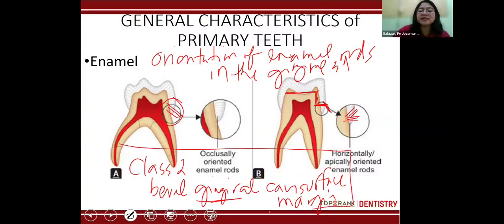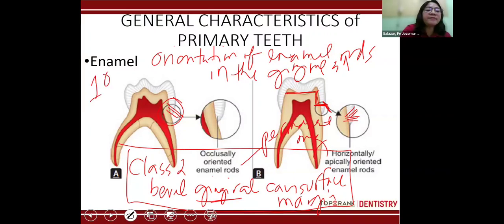This is necessary for permanent. Okay, only. Meaning to say, in the primary, there is no bevel needed. Why do you need a bevel? Okay, to remove undermined enamel on that area. Okay, so that's the reason why we have that bevel on a permanent tooth.